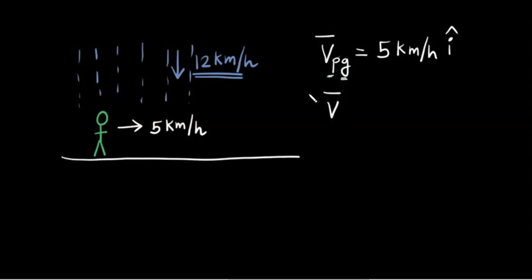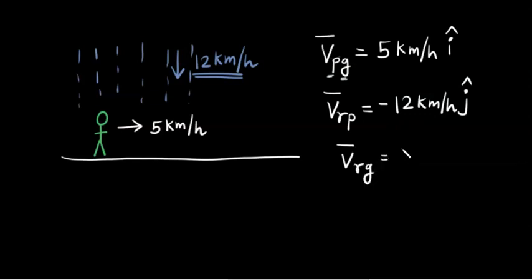Now this velocity is given with respect to the person, so I will write velocity of rain with respect to person. This is 12 km/h. I will denote it as J cap, but I will take it as minus because it is downwards. Downward axis is negative y, so this is minus 12 km/h. Now what is the question? The question is, what is the rain speed with respect to ground?